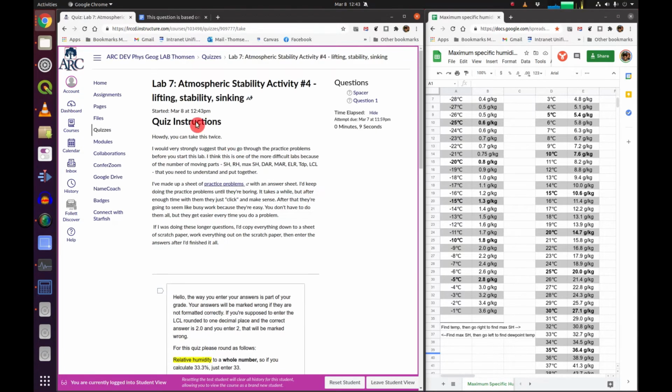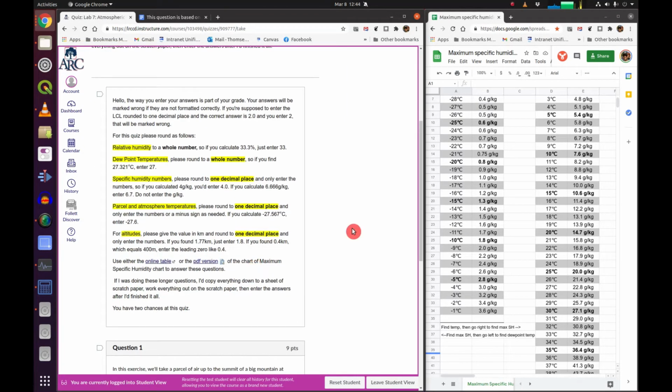Let me make this a little wider. The way you enter your answers is part of your grade. Your answers will be marked wrong if they're not formatted correctly. If you're supposed to enter the LCL rounded to 1 decimal place and the correct answer is 2.0 and you enter 2, that'll be marked wrong.